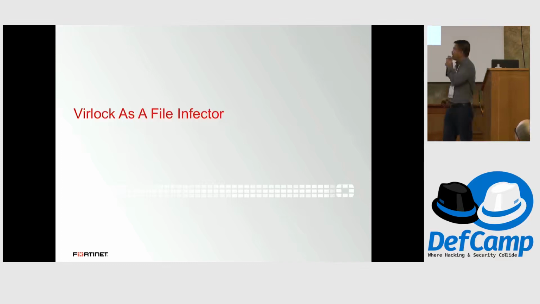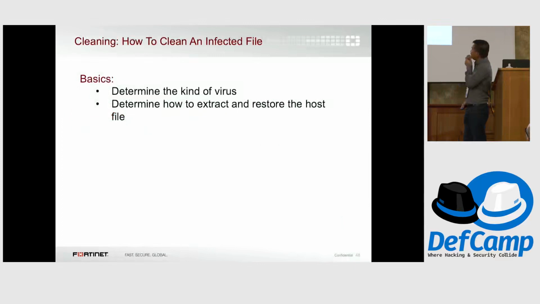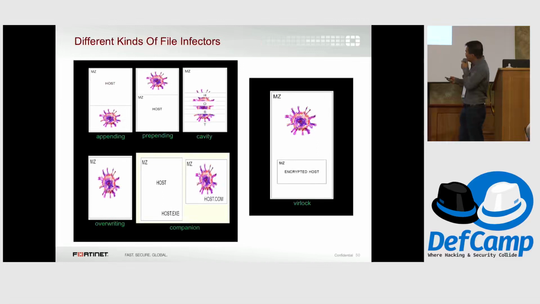We're done with that. We're now going to look at Beer Luck as a file infector. First, you have to know, of course, what kind of virus the malware is, and then how to extract. The main idea for the file infector is you have to know where to get the host file. There are some kinds of file infectors: appending, prepending, and so on.